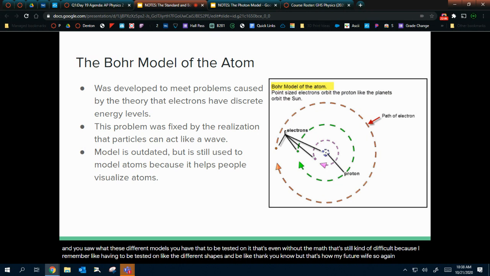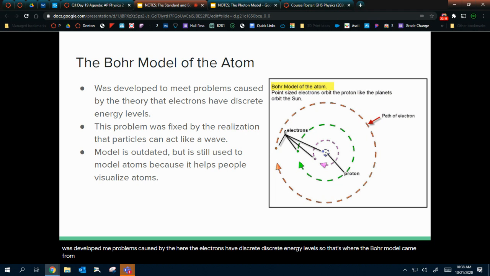So again, the Bohr model was developed to meet problems caused by the theory that electrons have discrete energy levels. That's where the Bohr model came from. It was fixed by the realization that particles can act like a wave. But again, it's outdated, but we still use it to visualize atoms for most people, because you can kind of explain this to most people.